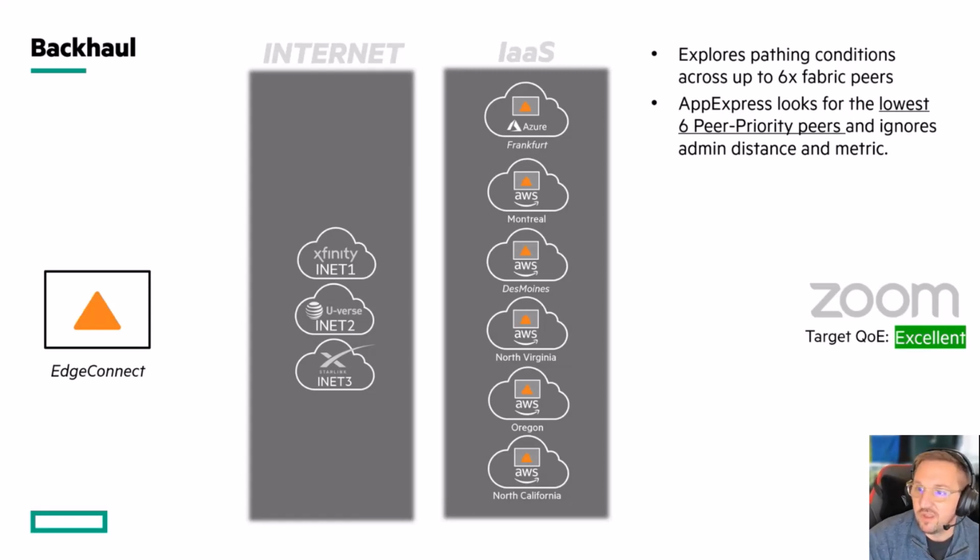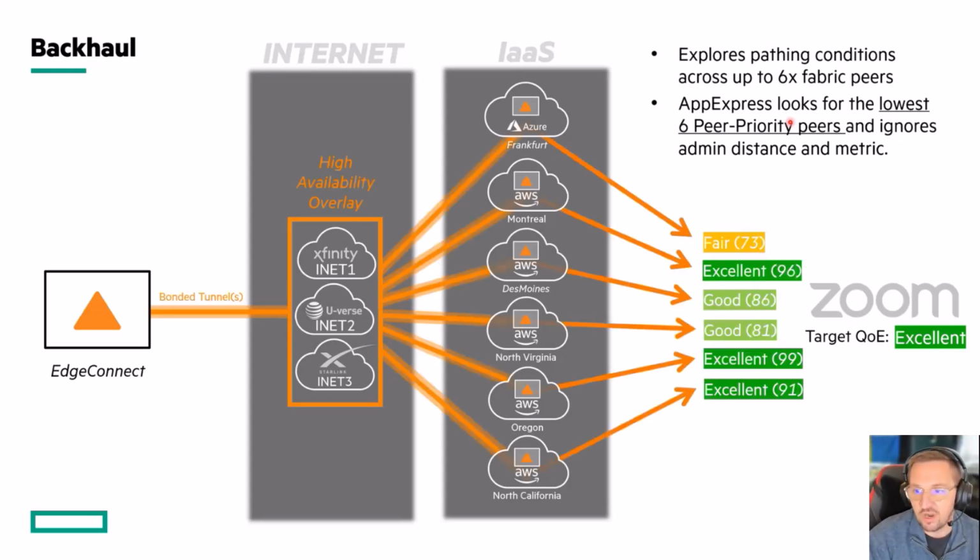The way it works is it looks at the peer priority configured on the EdgeConnect, and it takes the lowest 6 peer priority peers. So it gets the lowest 6 peer priority measurements. So if you have 6 hubs specified in your peer priority configuration in your template, and you have a peer priority 5, 10, 10, 10, 10, and 10, it will take and use all of those, and it will explore across each one of them.